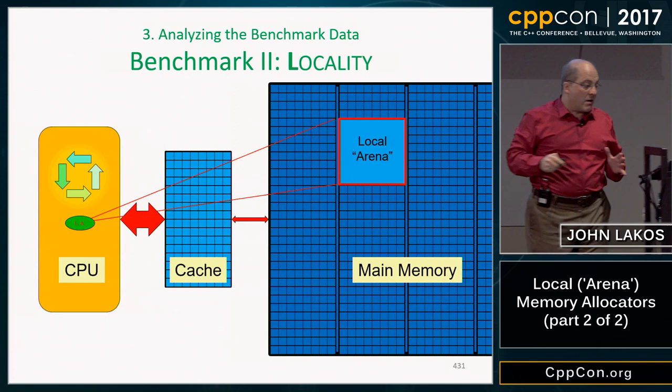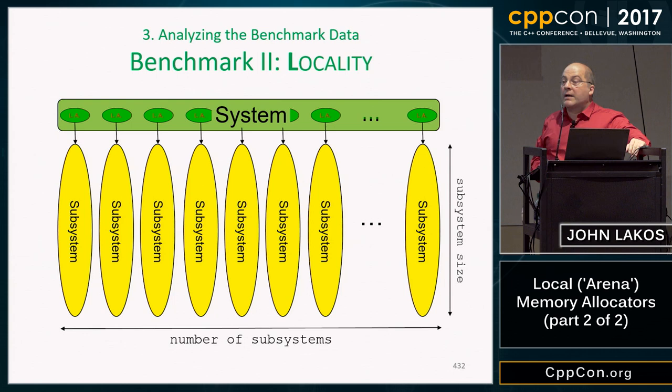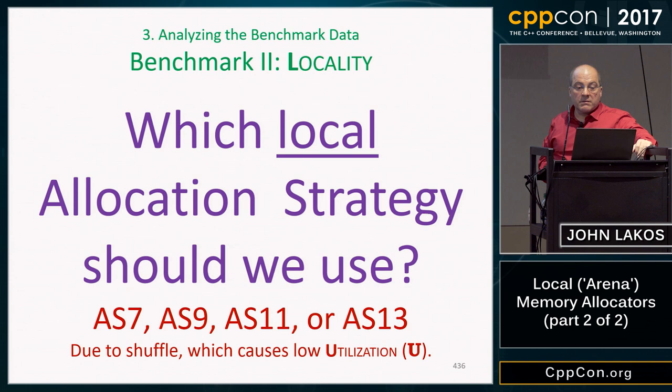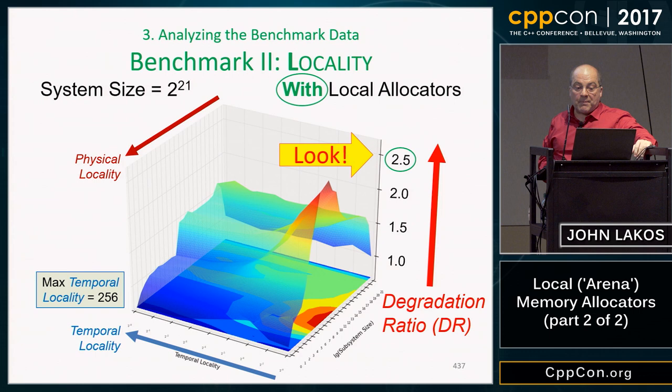We solve it with local memory allocators, and the way we do that is we put them on each subsystem, not on each thread, because this is a time multiplex system. And when we do that, look what happens. We create walls. And now we're going to use one of these allocation strategies. Now look what happens. Look at the ratio with allocators before and after. The shuffling, instead of being a factor of 15, is a factor of 2.5. Do you see that? The local allocators stop you from order of magnitude degradation in this system.